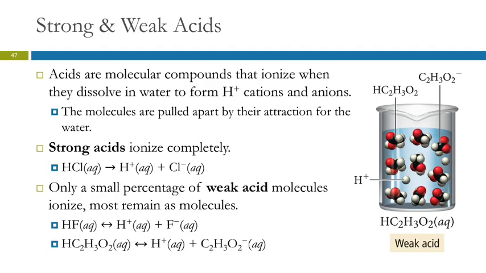So strong acids are strong electrolytes. They form ions. They conduct electricity. Weak acids are weak electrolytes. They're not non-electrolytes, but they're weak. They only form a little bit of ions. They only conduct electricity a little bit.